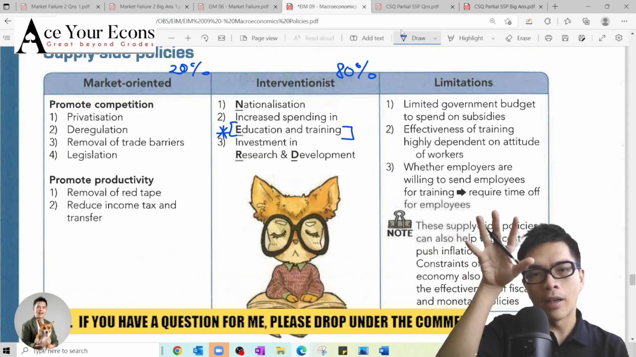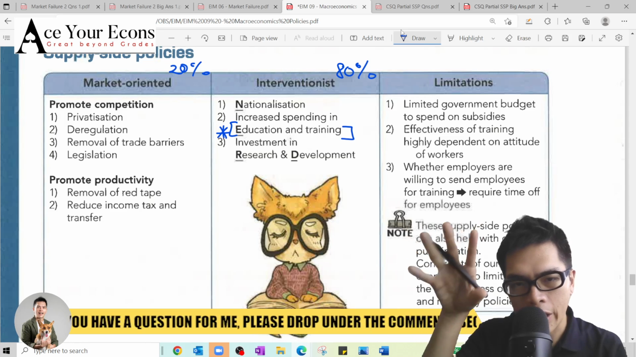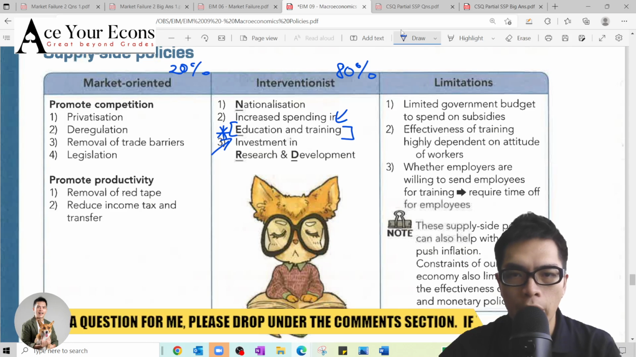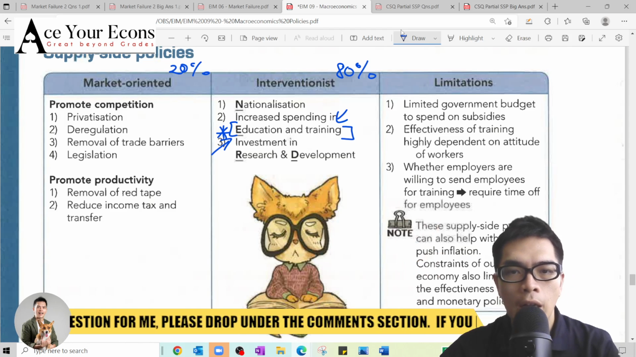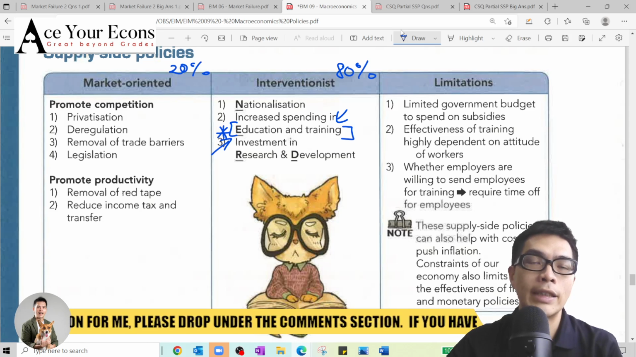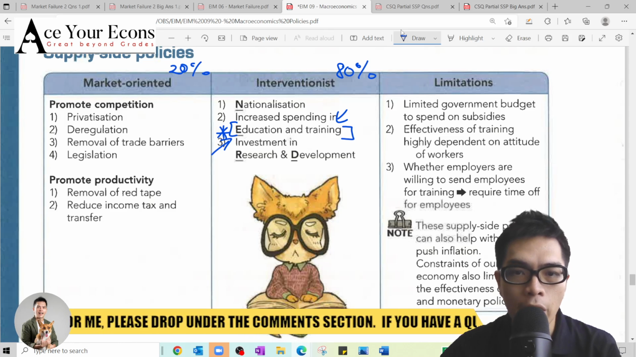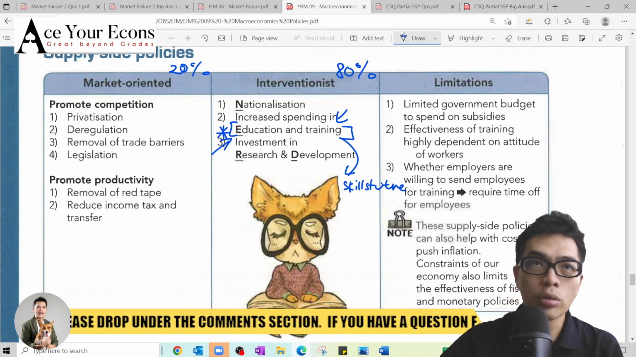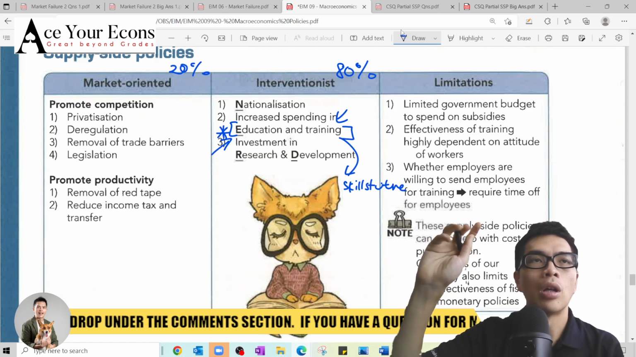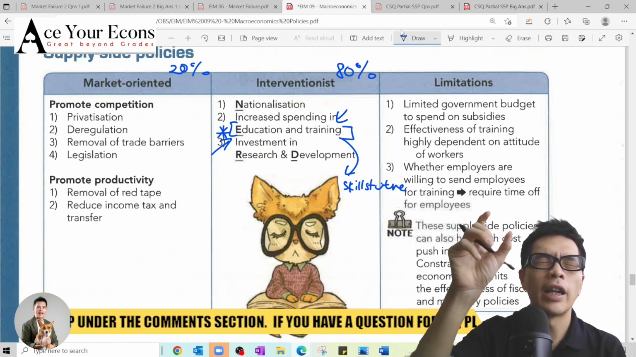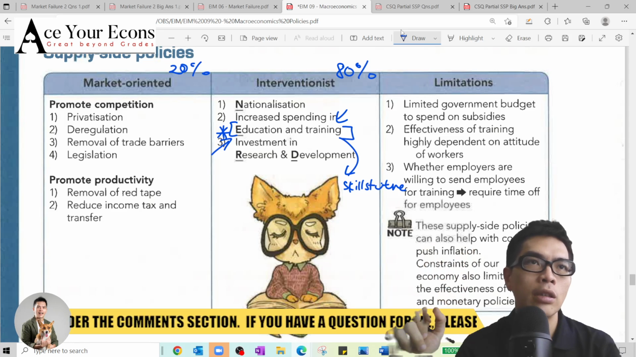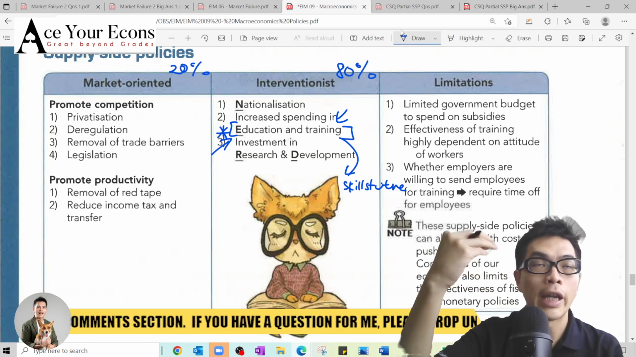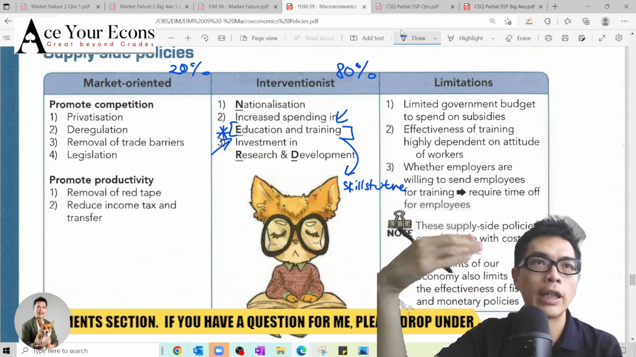Okay, so from an exam perspective, interventionist is more focused on education and training. And just now somebody brought up an exemplary example of education and training: SkillsFuture. So for those who still have your school notes with you, look out for what is mentioned in SkillsFuture. Especially for H2 students, you need examples for essays, then you can quickly cite them.